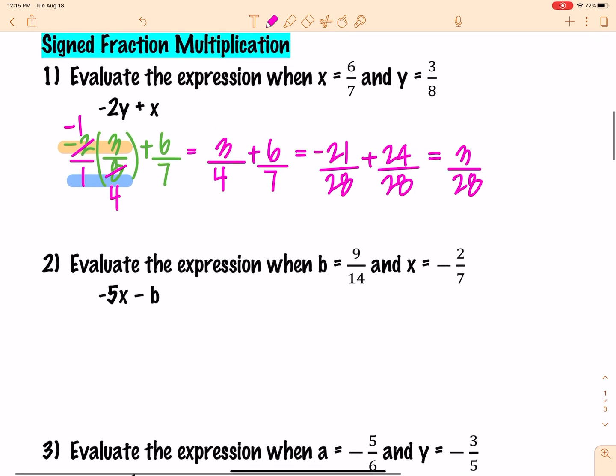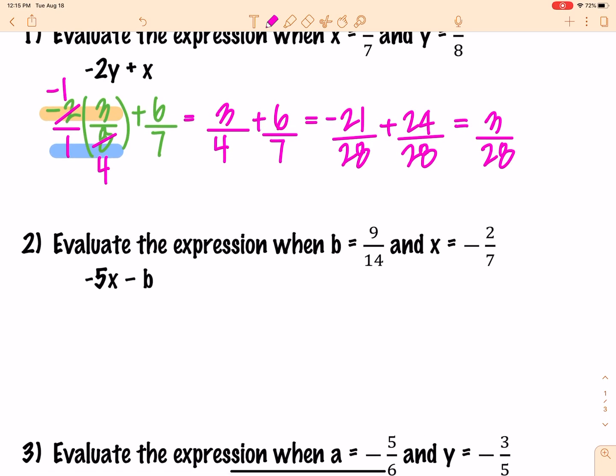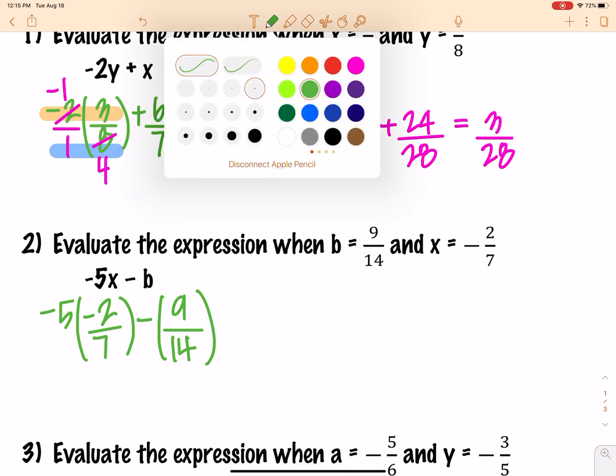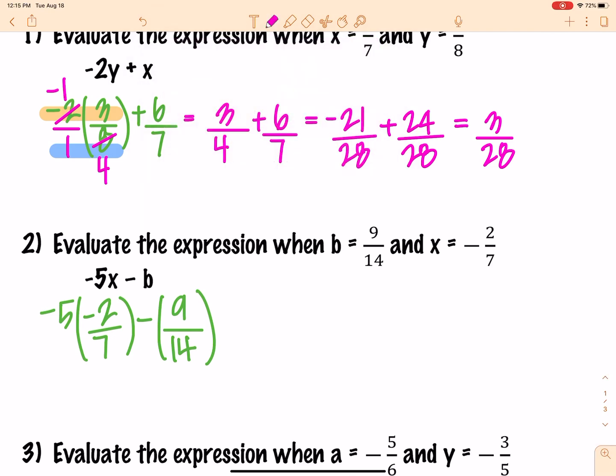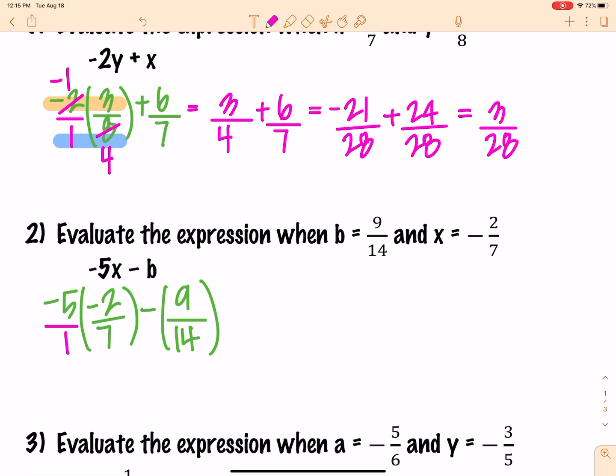Okay, number 2. Again, first replace everything, and then we'll start multiplying and adding. So replace the x with -2/7. And then the b, again, even though it's fractions, we're still doing everything in parentheses, always being consistent with your math. Obviously 5 is over 1, but there's nothing to cross out. 5 doesn't go into 7, so nothing can help us there. So we're just going to multiply across for that first fraction to simplify it.